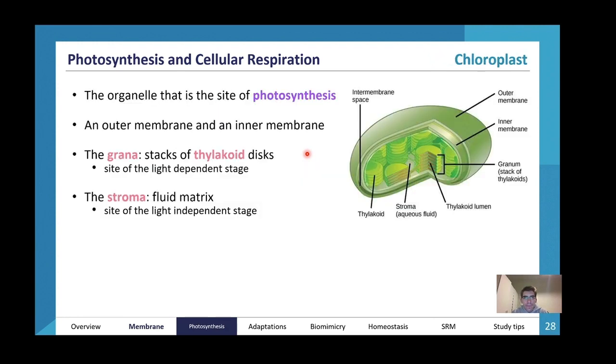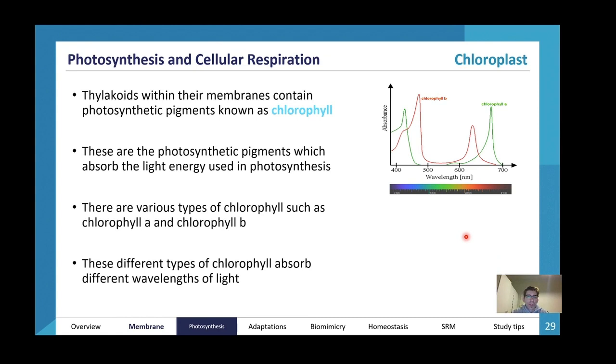So, the chloroplast is the organelle that is the site of photosynthesis. It is made up of an outer membrane and an inner membrane, where the grana stacks of thylakoids are the site of the light-dependent stage, and the stroma is the fluid matrix, the site of the light-independent stage. Now, obviously, there are other things you might need to know, such as that a granum is a stack of thylakoids, and the lumen, but honestly, there's time for that. Focus on the main takeaway points. Because honestly, what you're learning now, when I studied part of it at uni, it can go on forever.